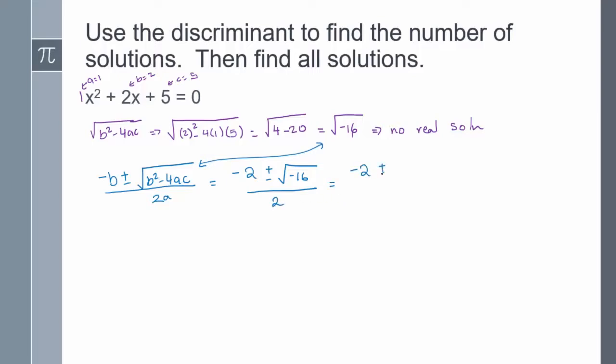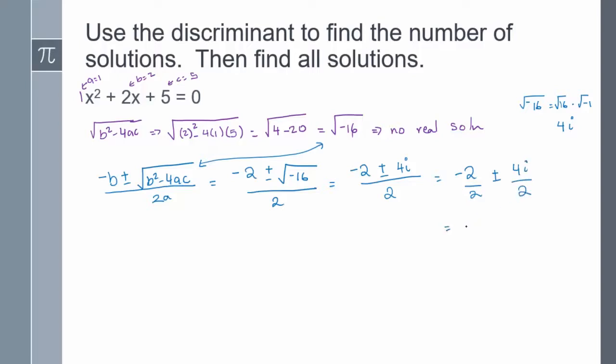This gives me negative 2 plus or minus the square root of negative 16, and I'm just going to do the work over here. The square root of negative 16 can be written as the square root of 16 times the square root of negative 1. The square root of 16 is 4, and the square root of negative 1 is i. So this is plus or minus 4i all over 2, which I can break into negative 2 divided by 2 plus or minus 4i divided by 2 and simplify.